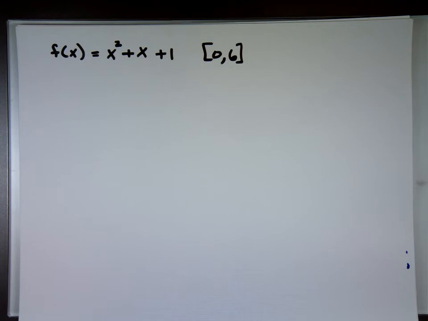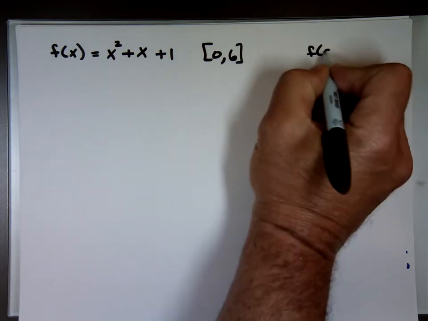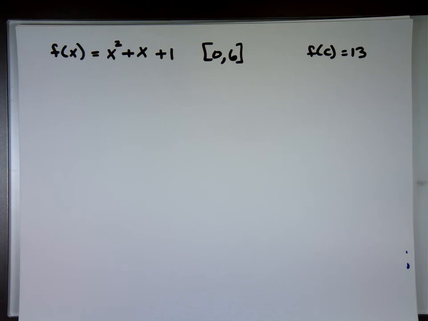Verify that the intermediate value theorem applies to the indicated interval. Find the value of c generated by the theorem. They're saying there has to be a point where the value of the function is equal to 13. Let's see if that's true. What is that x value?